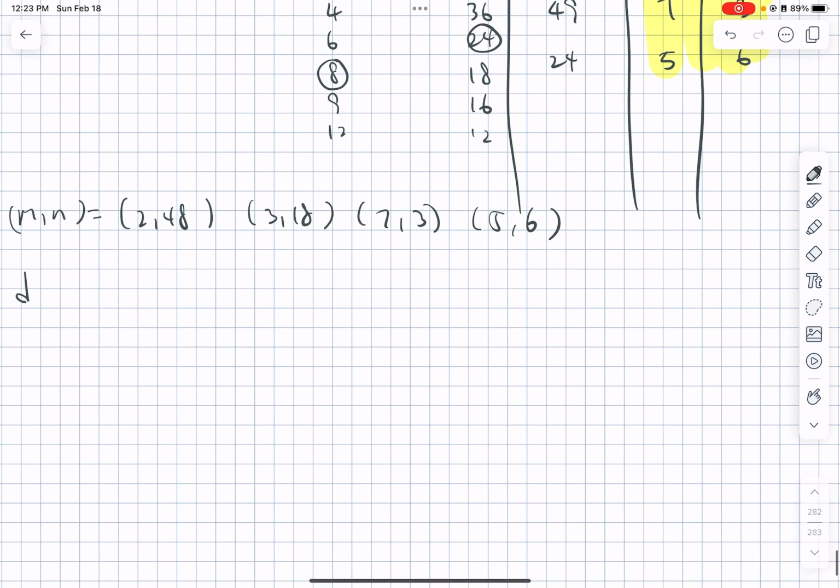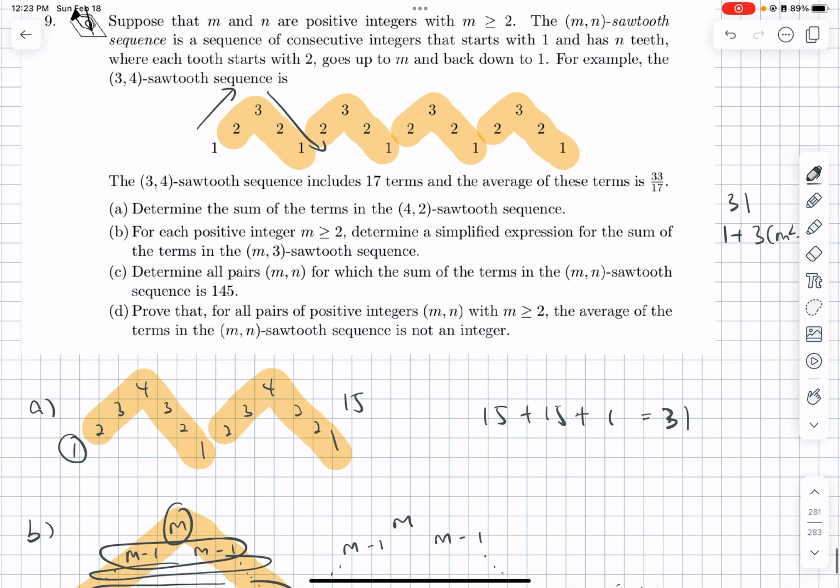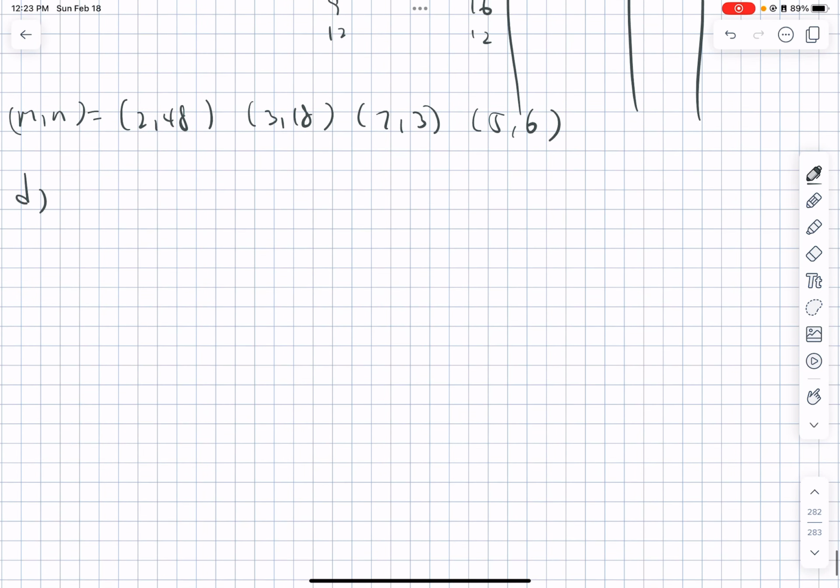Okay, last part, moving on to part D. So prove that for all pairs of positive integers m and n with m greater than or equal to 2, the average of the terms in the mn sawtooth sequence is not an integer. Oh, sawtooth sequence. I don't know why I keep saying sawtooth subsequence. Okay, so this is not an integer. So we already have the formula for the sum. The sum is going to be equal to 1 plus n times m squared minus 1. So we need the number of terms.